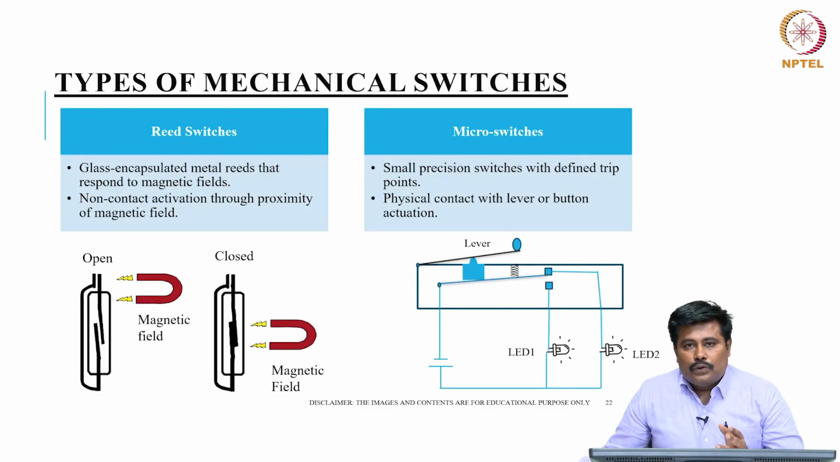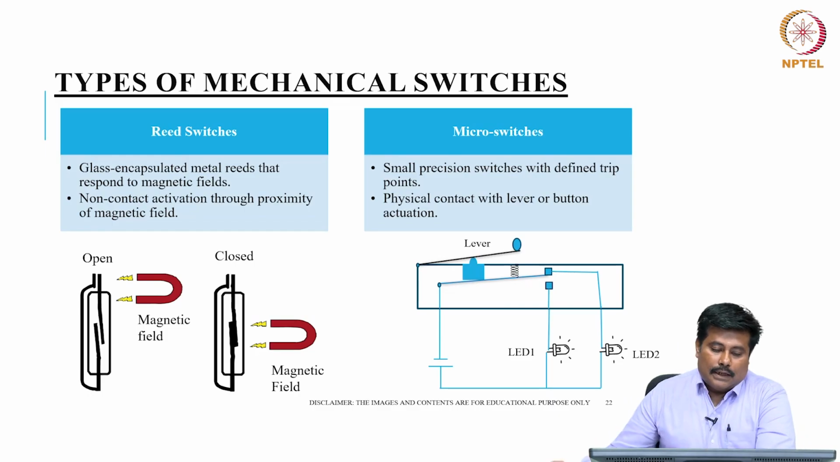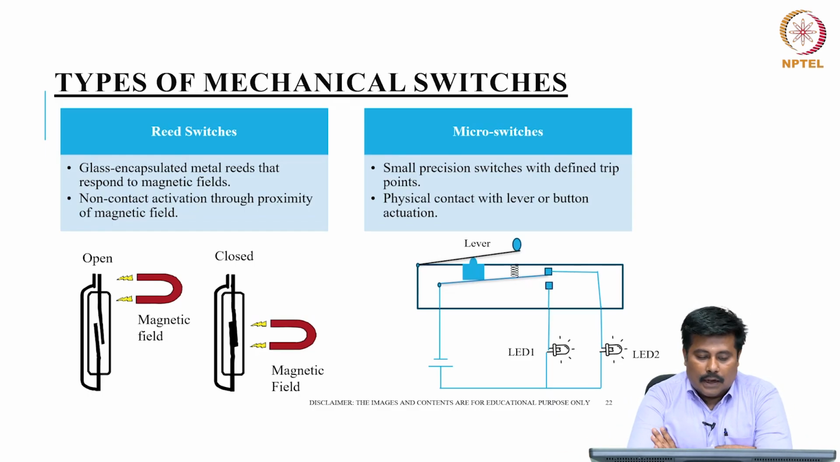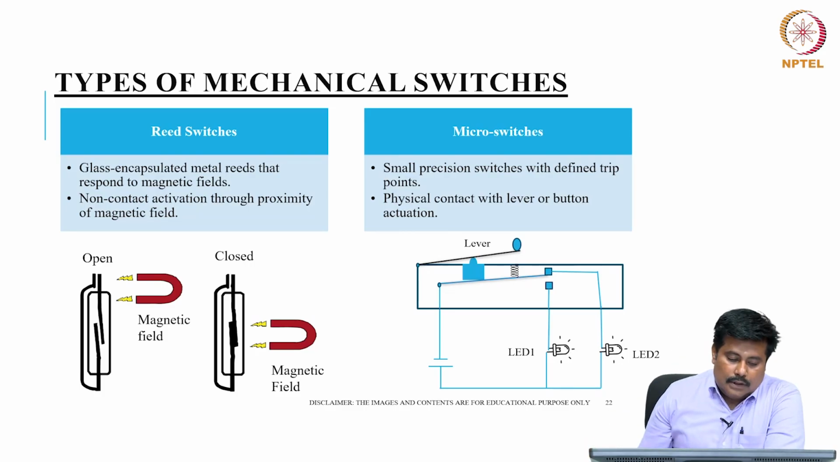There are two types of mechanical switches. One is called a reed switch, another is called a micro switch. Reed switches are glass-encapsulated metal reeds that respond to the magnetic field, with non-contact activation through the proximity of the magnetic field. Micro switches are small precision switches with a defined point and physical contact with the lever button. Let us see the overall configuration.